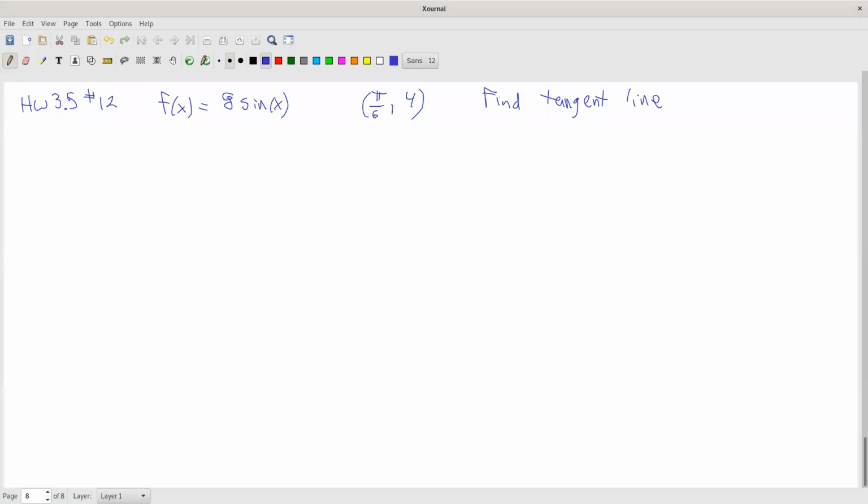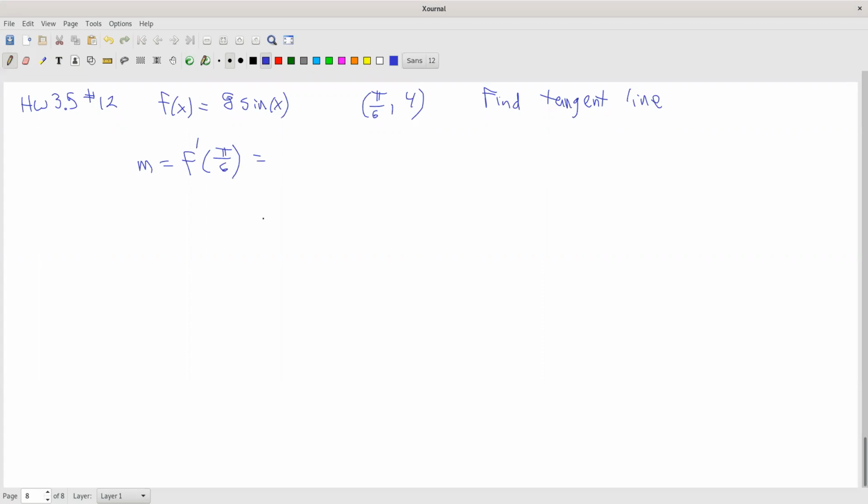So we have 8 times the sine of x. We want the tangent line at the point (pi/6, 4). So to do that, we need to find the slope when x is pi/6. That means we want to know what is f prime of pi/6. And to do that, we need to know what f prime is.